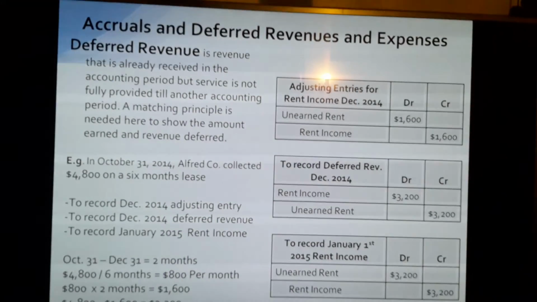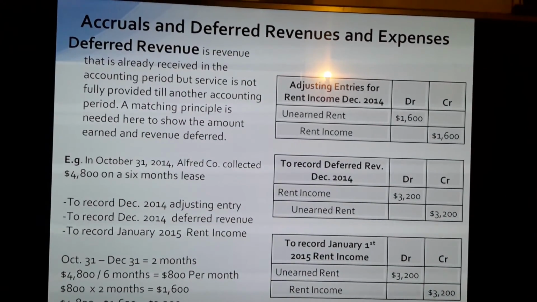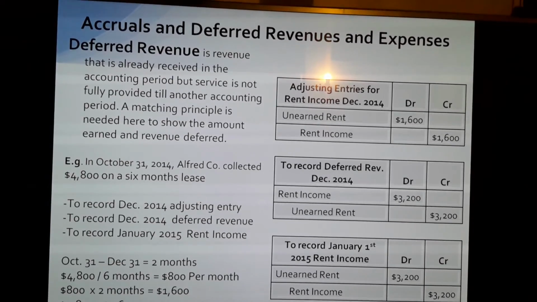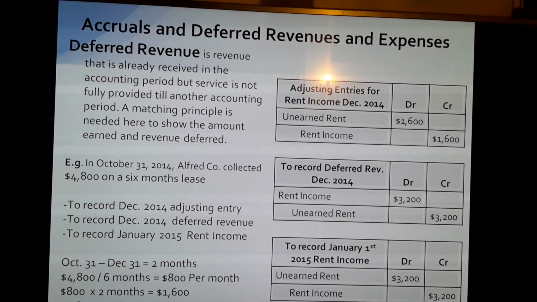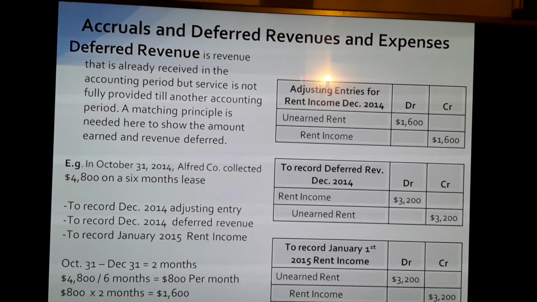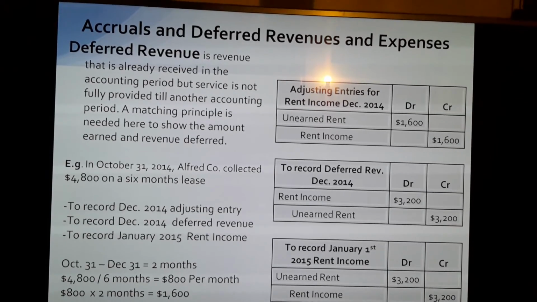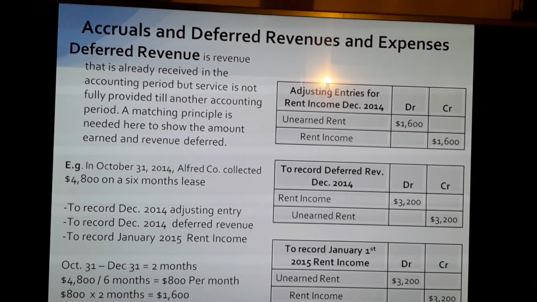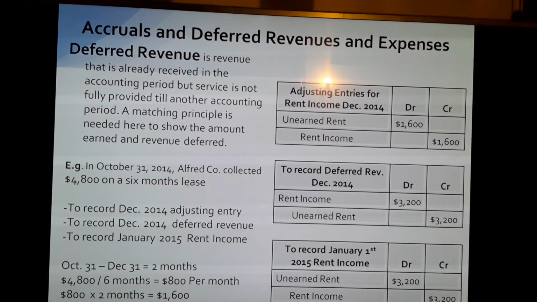And now our next topic is going to be dealing with accounts receivable and notes receivable. So we're going to have to deal with accounts receivable, the different methods of accounts receivable. Okay, all right, so until then, I'll see you.